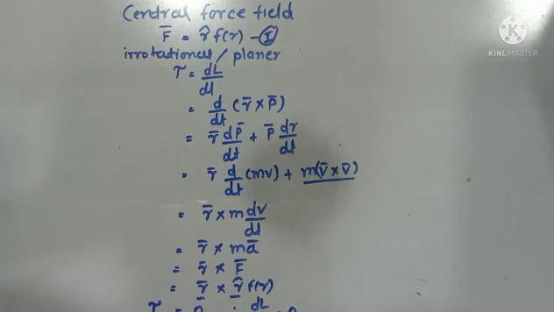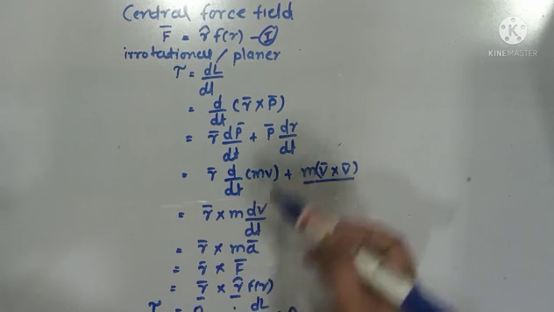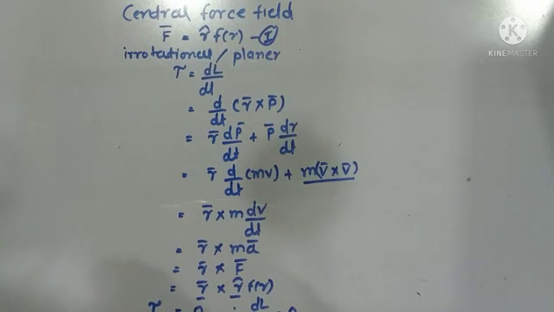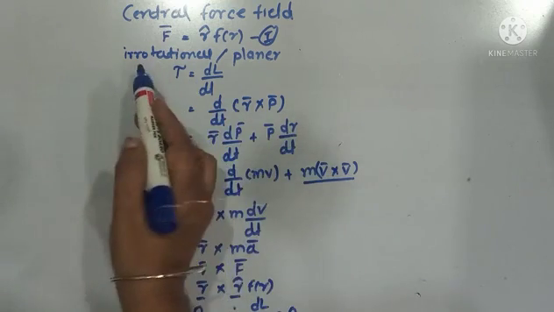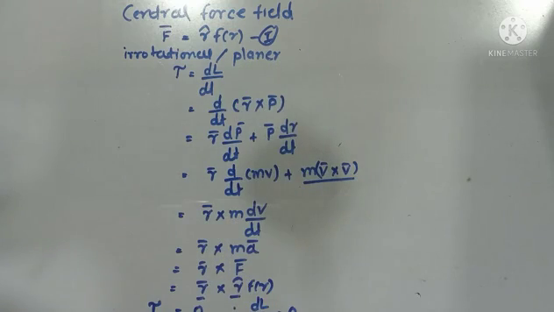So the meaning of this is, again, that the central force field is direction independent, which means that the direction of the central force field is not changing. That is why dL by dt is equal to 0 and L is equal to constant, which means the direction of the force always remains constant. It is not changing its plane. Therefore, it is called an irrotational force or a planar force.